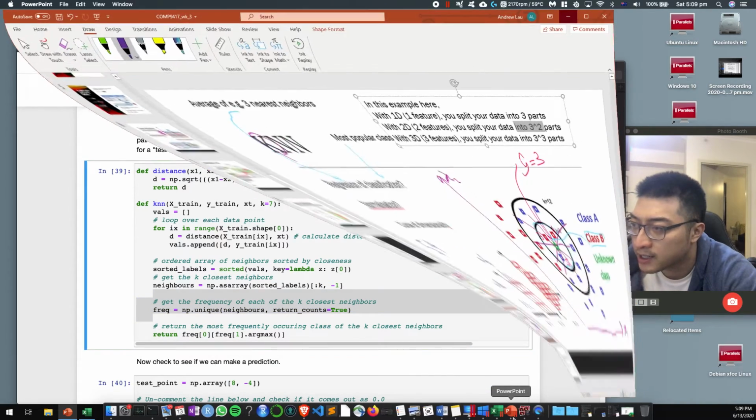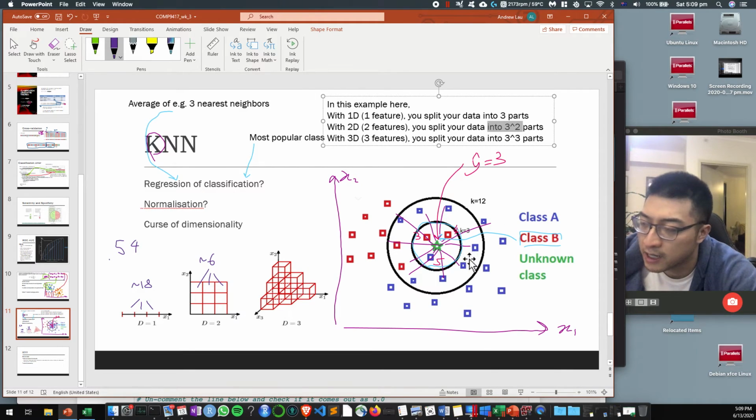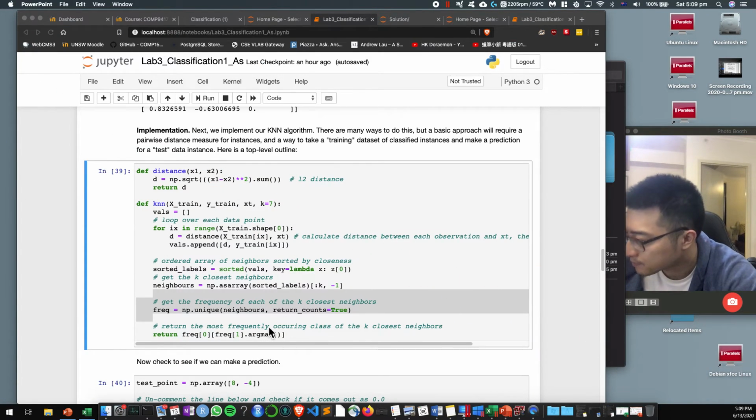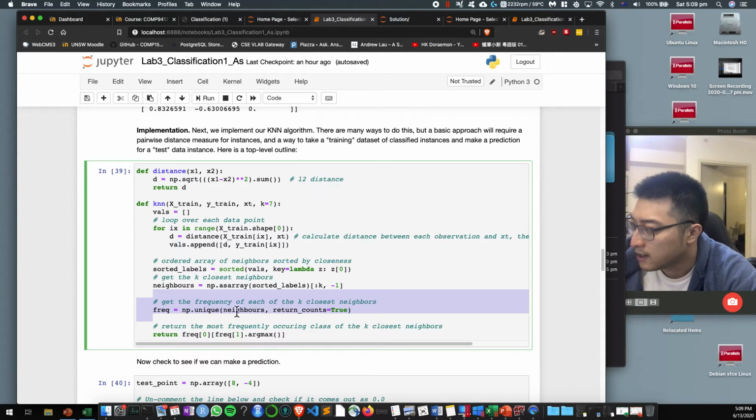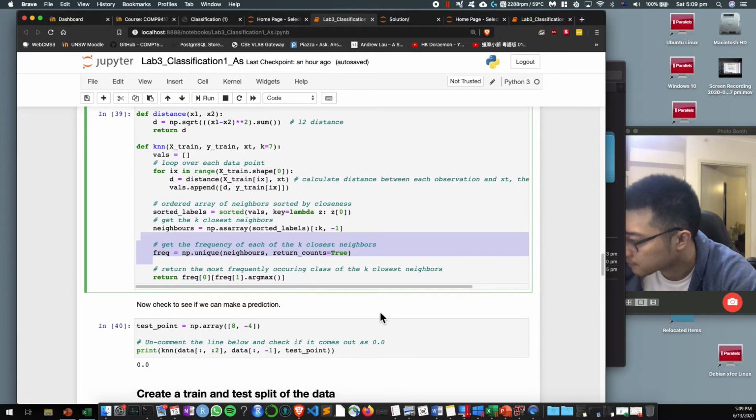That is all well and good, but we need a y hat. We need a prediction. So in classification, we want to find the most common class, right? And this is where we do that here, the most frequent one.